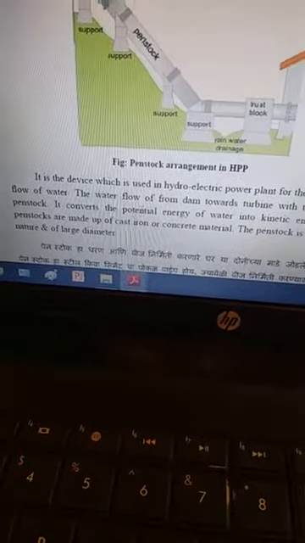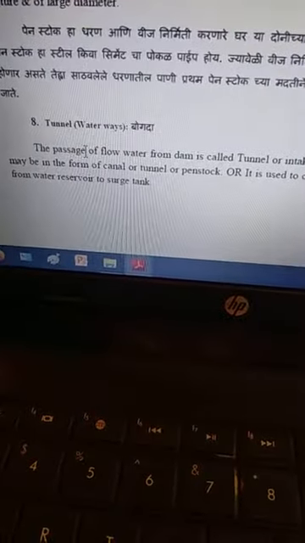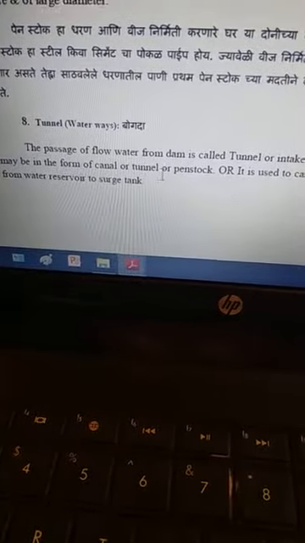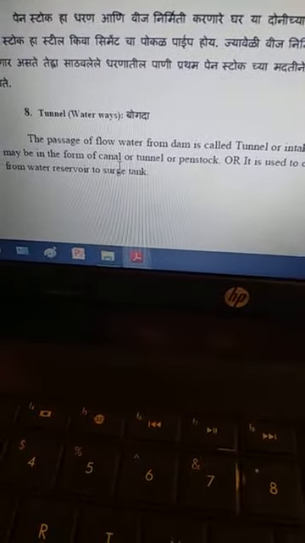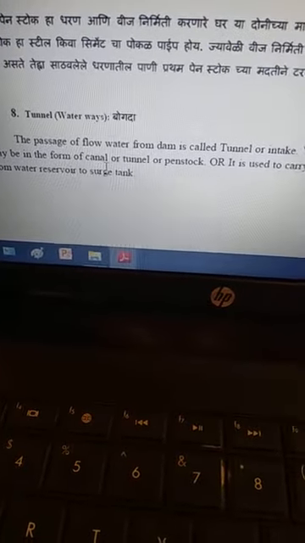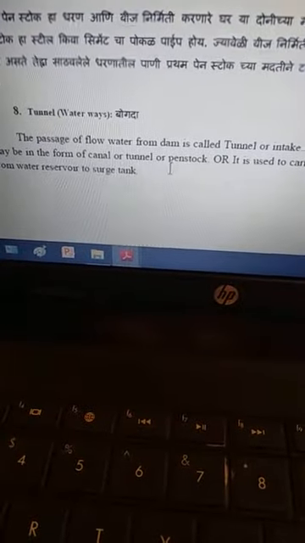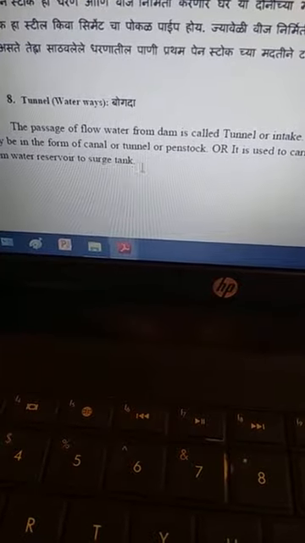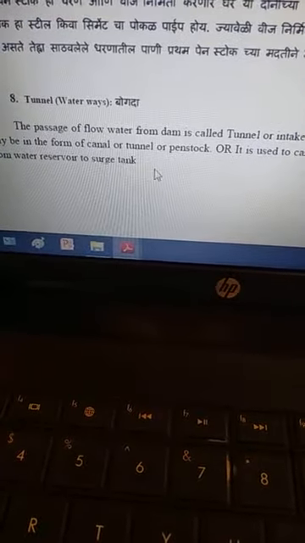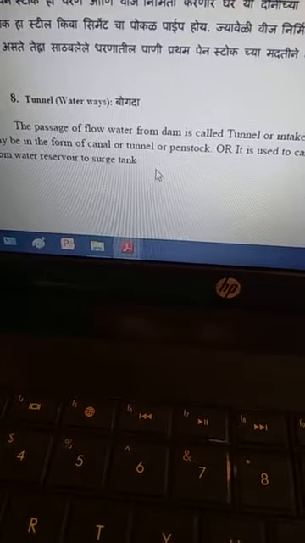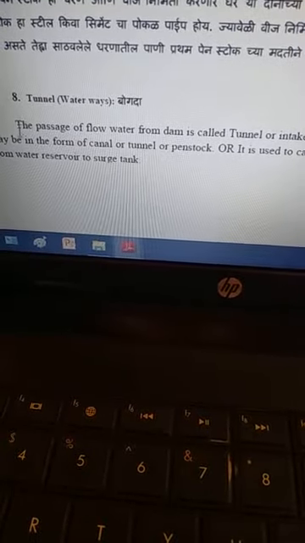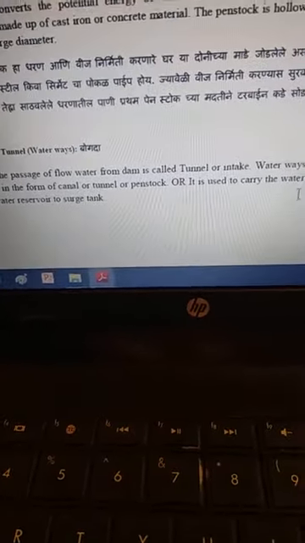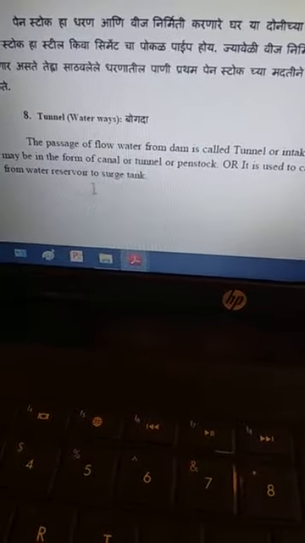It is the tunnel, or you can say waterways. The tunnel is the passage for the flow of water from the dam. It is like a valve which allows water to flow from the dam to the turbine. Sometimes the penstock is used as a form of tunnel. In general we can say the penstock is a form of tunnel, and the tunnel means the same thing as the penstock. It is also used to carry the water from the water reservoir to the surge tank.